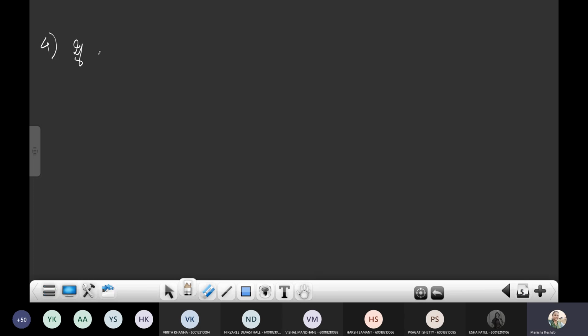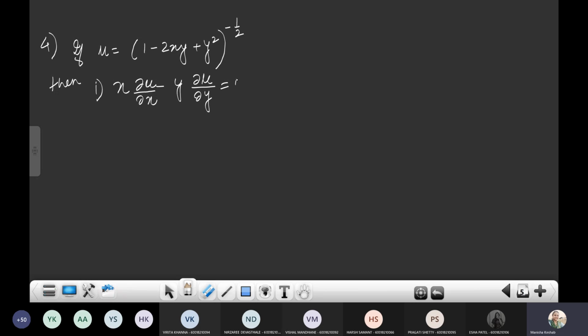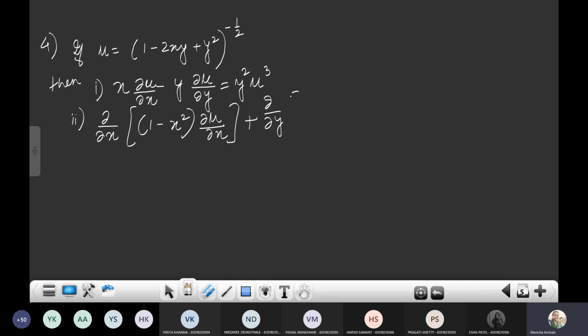Next question, if u is equal to 1 minus 2xy plus y square whole power minus half, then prove that number 1, x into del u del x minus y into del u del y is equal to y square into u cube, and the second part is del x of 1 minus x square into del u del x plus del y of y square del u del y is equal to 0. Okay, so we'll do this.